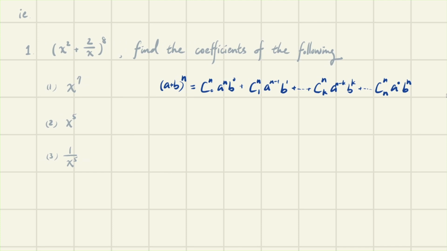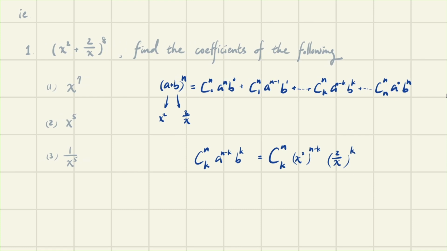Okay, I hope you tried already, and now let's get to it. So, for the first question, let's look at what a is and what b is. From the question, our a is x squared, our b is 2 over x. So let's say I have a random term, n choose k, a^(n-k), and b to the power of k. If we plug in a equals x squared and b equals 2 over x, then it will be n choose k times (x squared) to the power of n minus k times (2 over x) to the power of k.